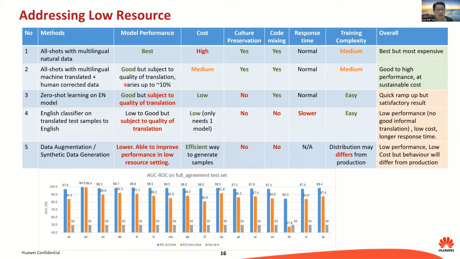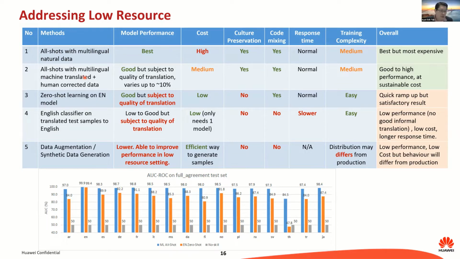We explored the all-shot approach with natural data. This will perform the best. However, it is going to be very expensive to scale up to 70 plus or even 100 languages. The data acquisition cost will be high. In this case, this will be the ideal case.